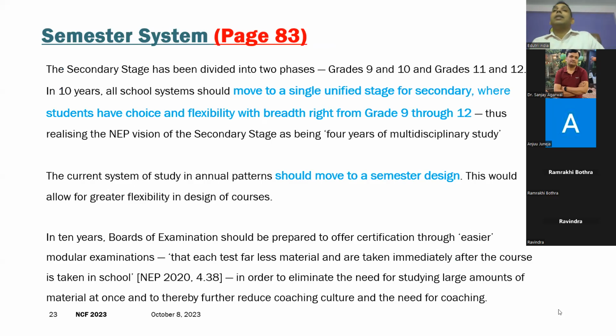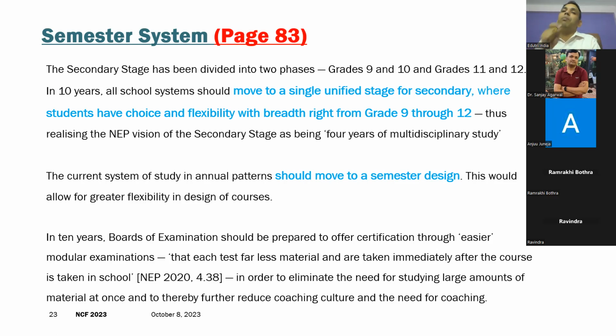Again, they are saying that we are moving to a single unified stage of secondary. I told you in the beginning, the difference between secondary and senior secondary will not be there. 9 to 12 is secondary, level 1 and level 2, the PGT, TGT system, that will not be there. They are talking about 4-year multidisciplinary studies. They are talking about in years to come, we will move to that. And one more thing, they are saying about the semester system. We have to move to the semester system. This annual examination will not be there.